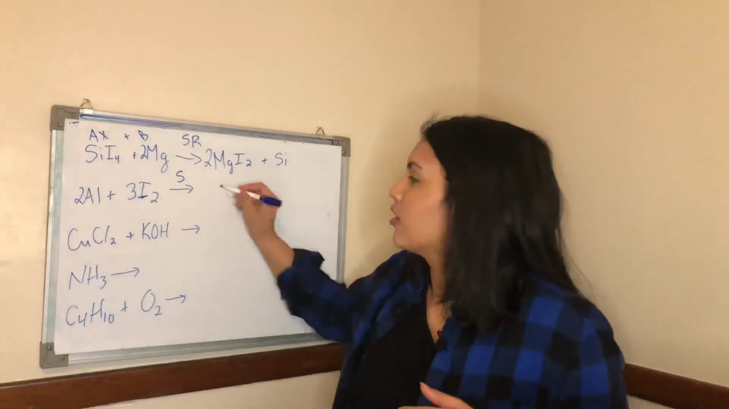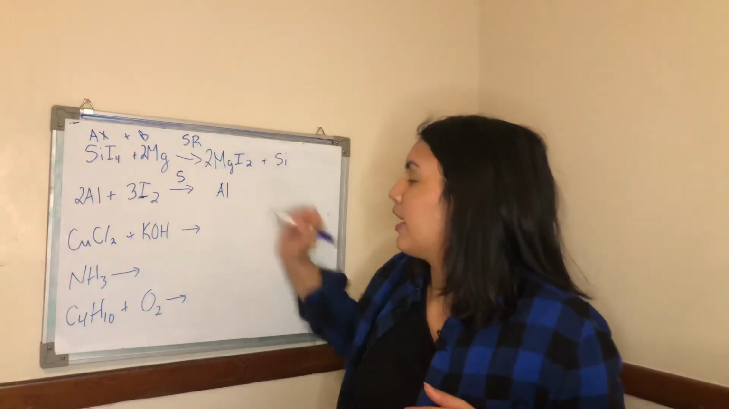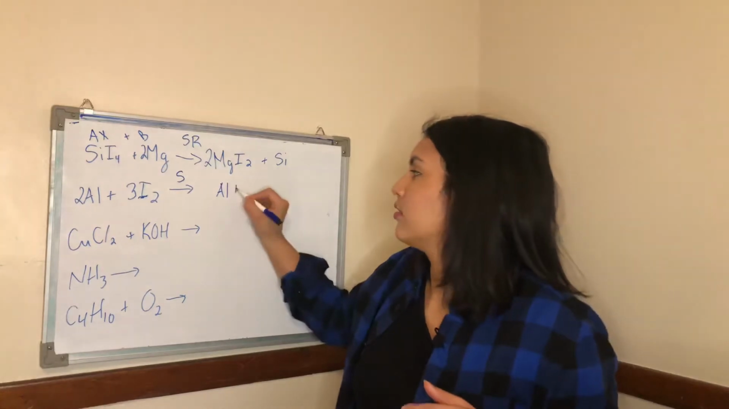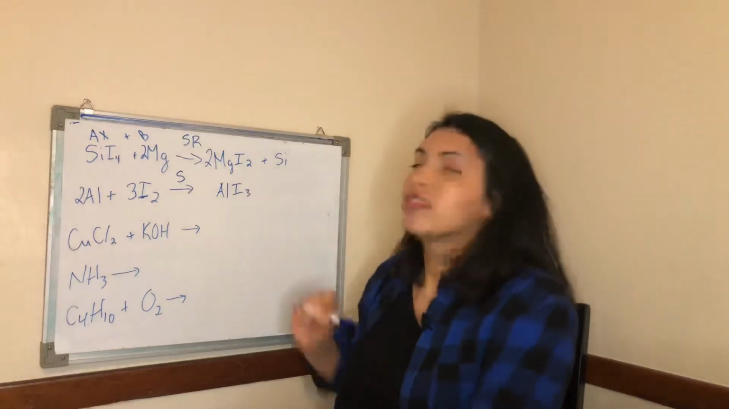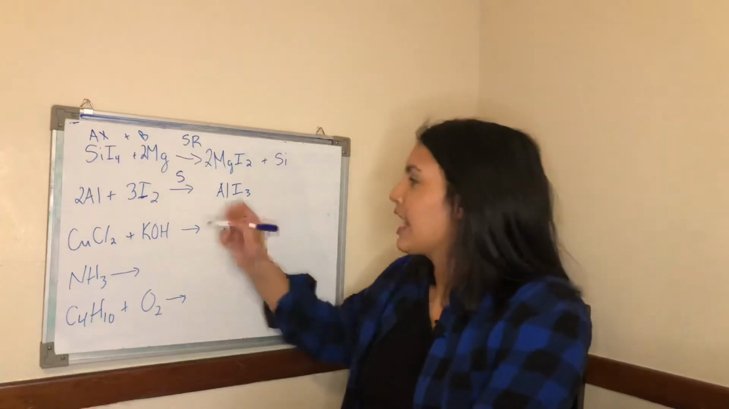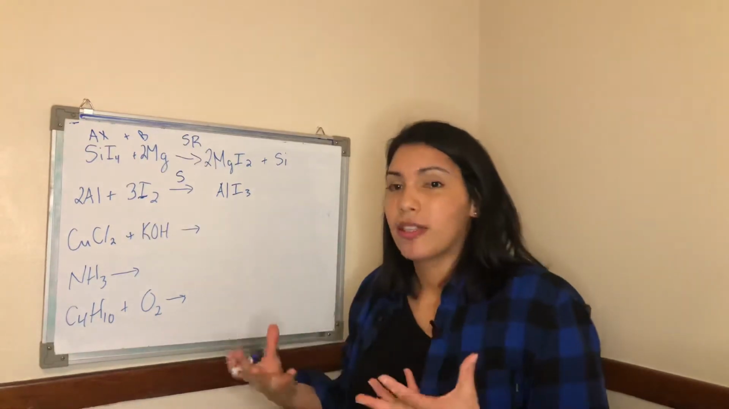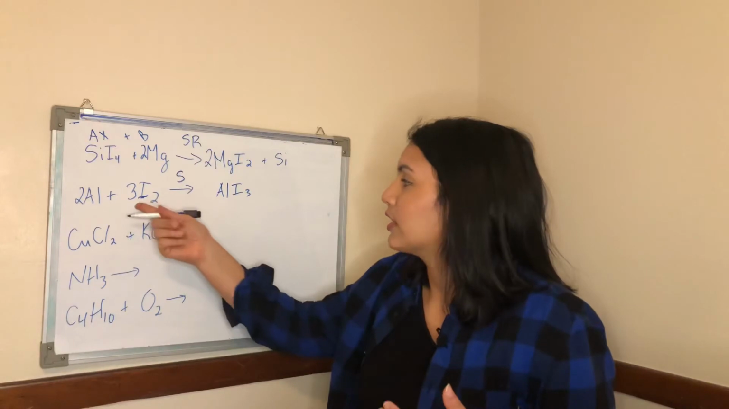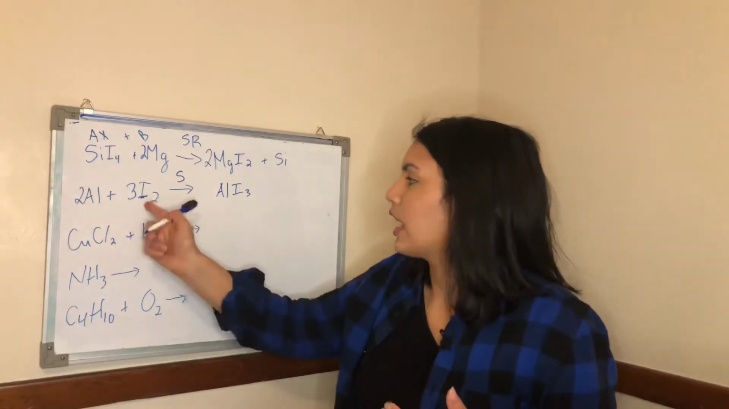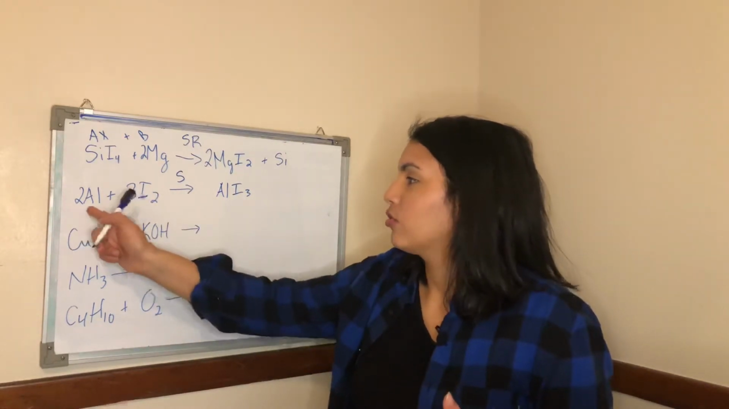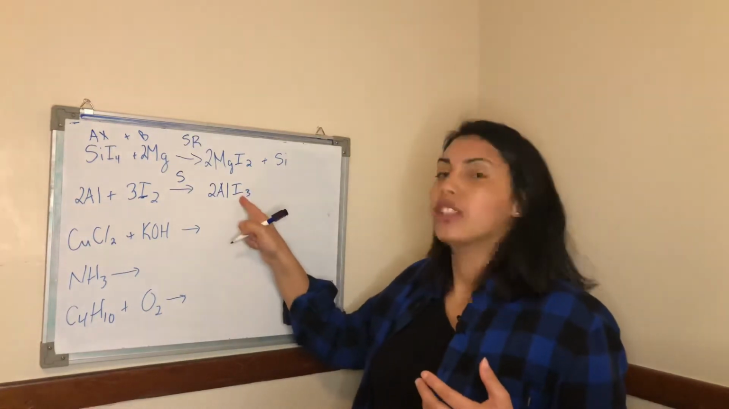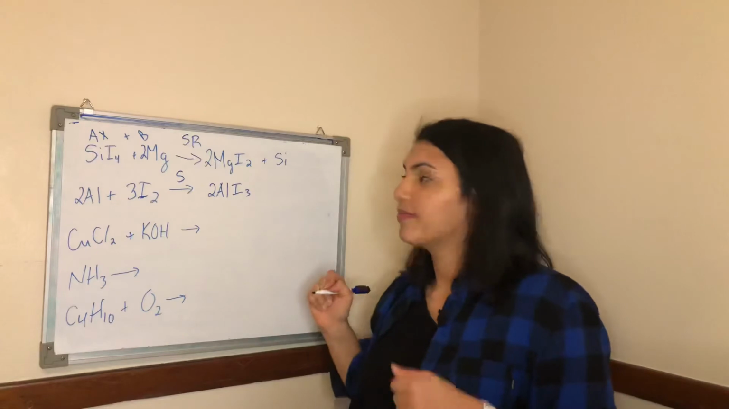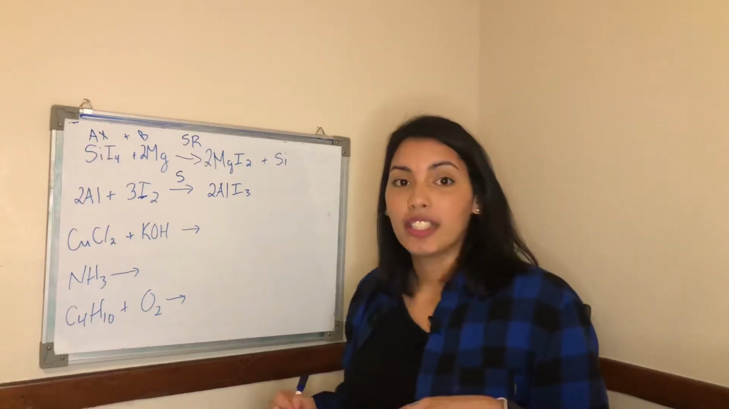So what's going to happen? They're going to come together, and I'll end up with Al, right? I3, crisscross method. But I have to make sure that everything is balanced. So I need to have 6 iodine and 2 aluminum. So I do that by just putting a 2 here. So now I have 2 times 3 is 6 and 2 aluminum. Okay? So that's a synthesis reaction.